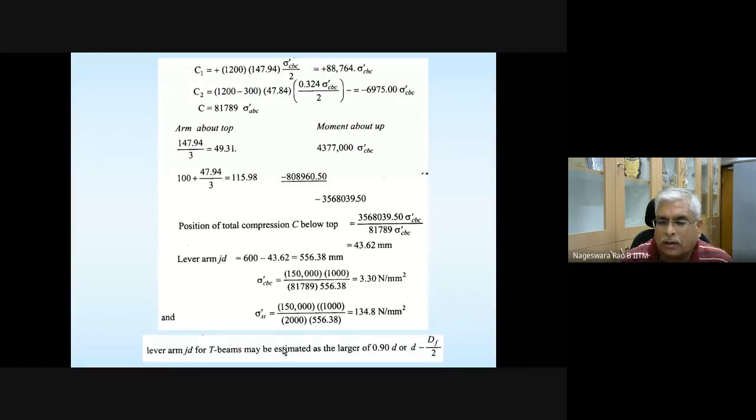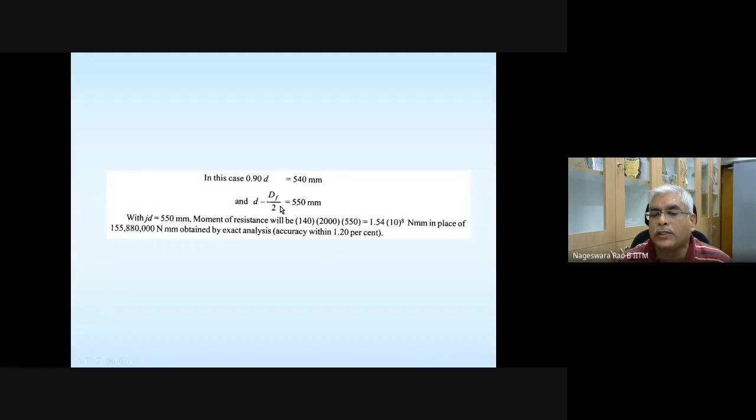Suppose you are writing the GATE exam, not our regular exams. If you want to quickly check which value is correct out of 4 choices, you can make use of this kind of thing. You don't need to go through the entire calculation details to get the lever arm. You can also calculate stresses using this lever arm, and also the moment of resistance using this approximate lever arm.